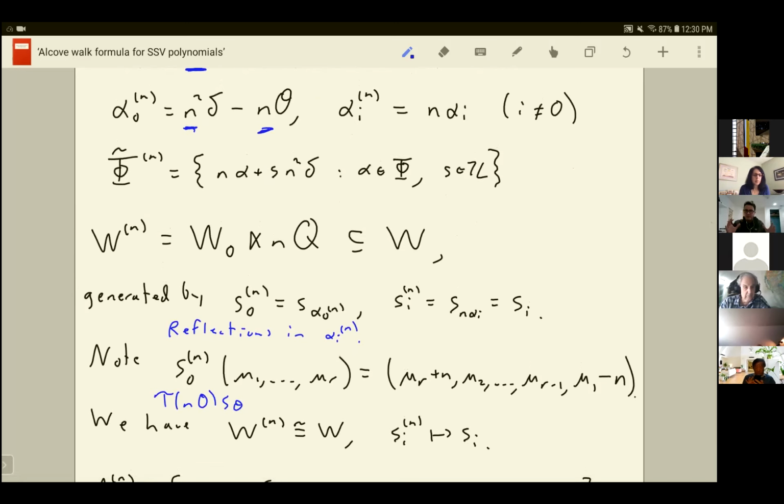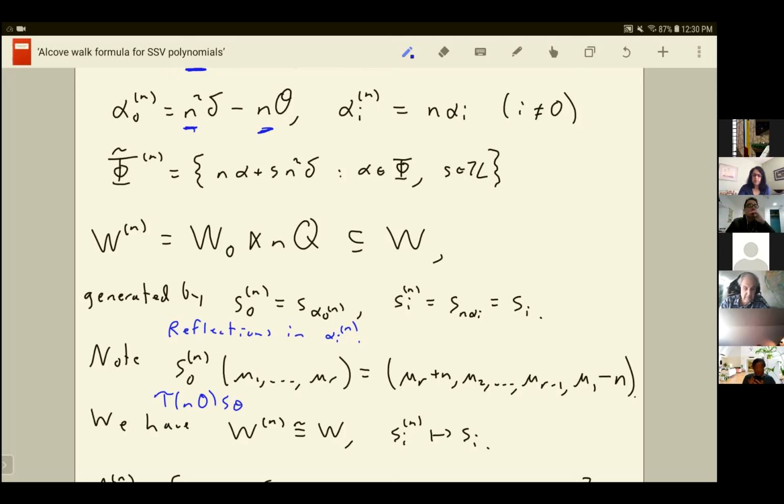Are there any questions about any of this before I move on? Jason, should we think about these as n disjoint copies of everything, the Weyl group, the simple roots, and so on, or are they somehow intertwined with each other? What do you mean by n disjoint copies? You mean if I take W1, W2, up to Wn? Yes. Oh, I see.